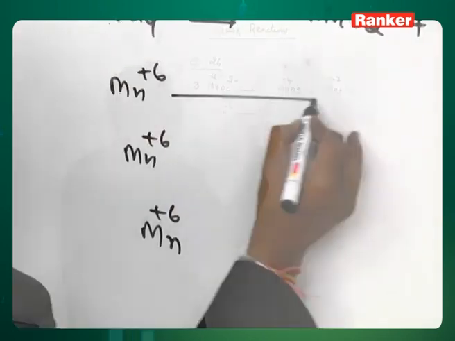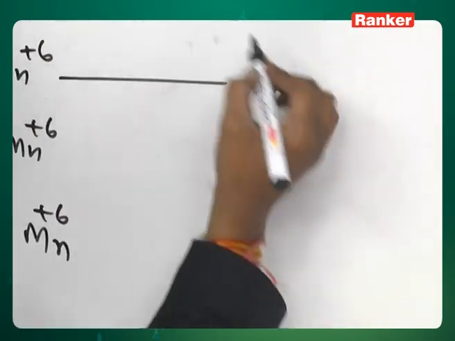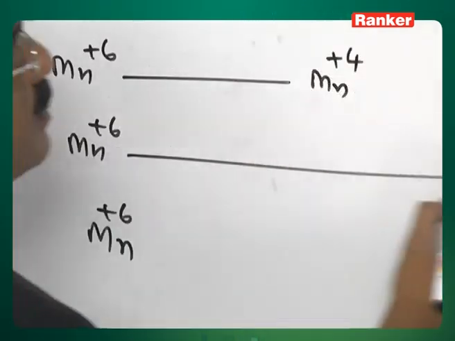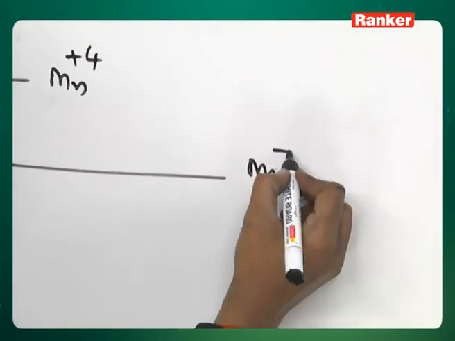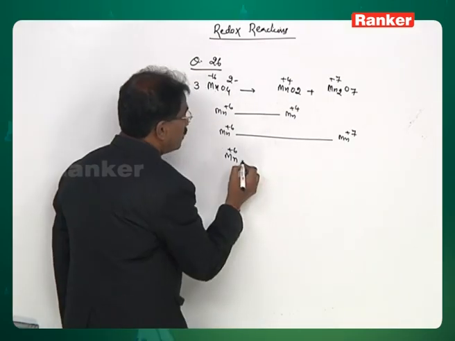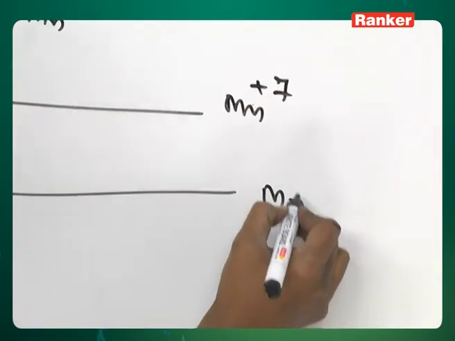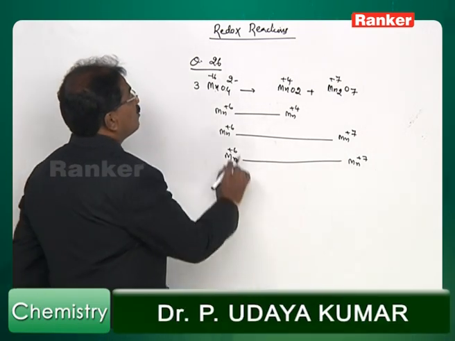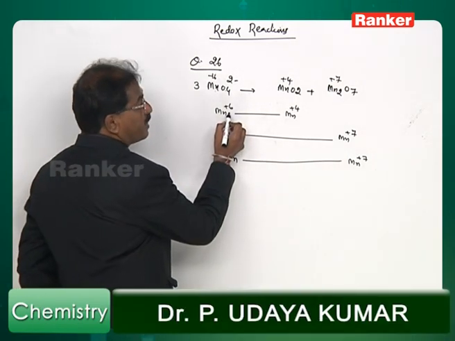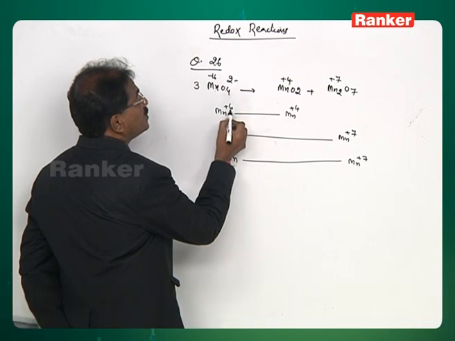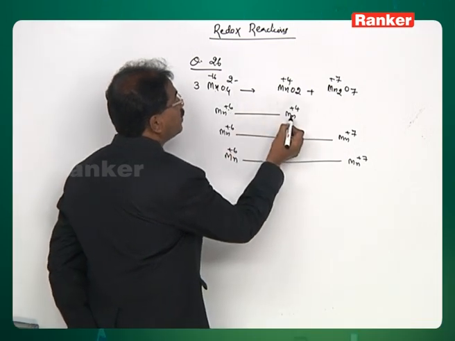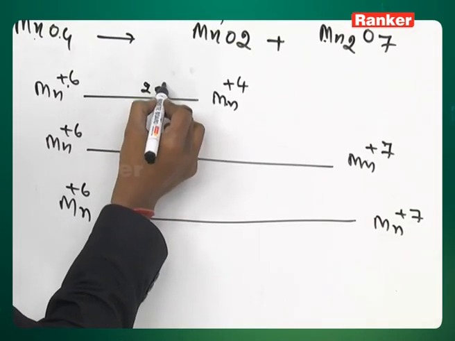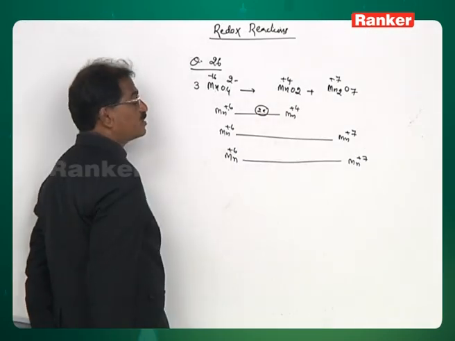Here one manganese is coming here. The oxidation state of this manganese is plus 4. Another manganese is coming here. The oxidation state is plus 7. Here another manganese is coming here. Oxidation state is plus 7 here. That means when this manganese undergoes oxidation state change from plus 6 to plus 4, that means it is gaining how many electrons? 2 electrons. Gain of 2 electrons is taking place in here.